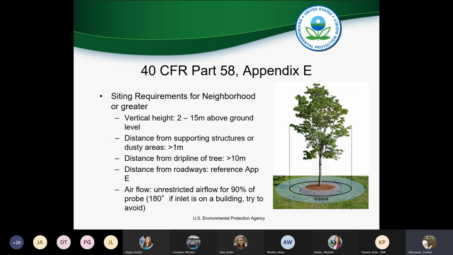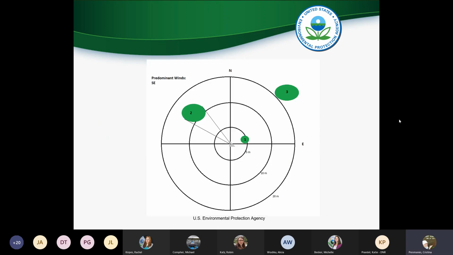Before moving to the next slide, I want to call attention to the image on the right. The image shows the drip line of a tree, which is the farthest point that the leaves extend past the trunk. When discussing distances to trees, from trees to inlets, we measure to the drip line of the tree, not to the tree trunk or the base.